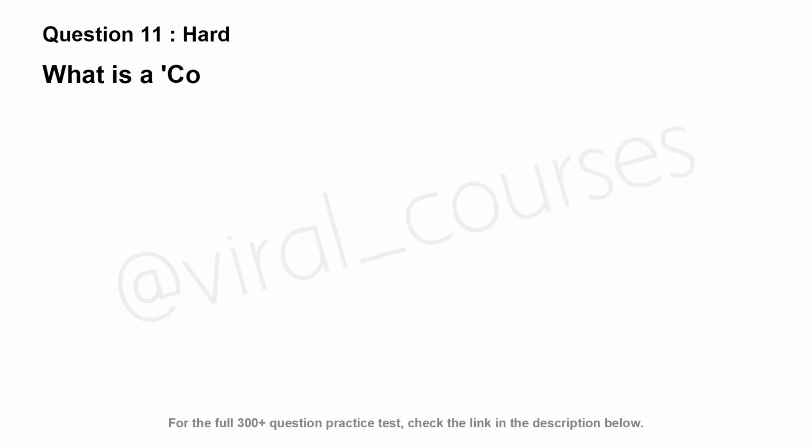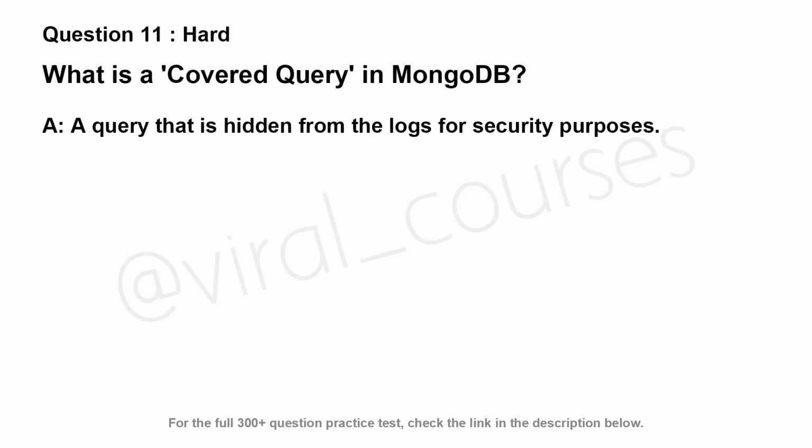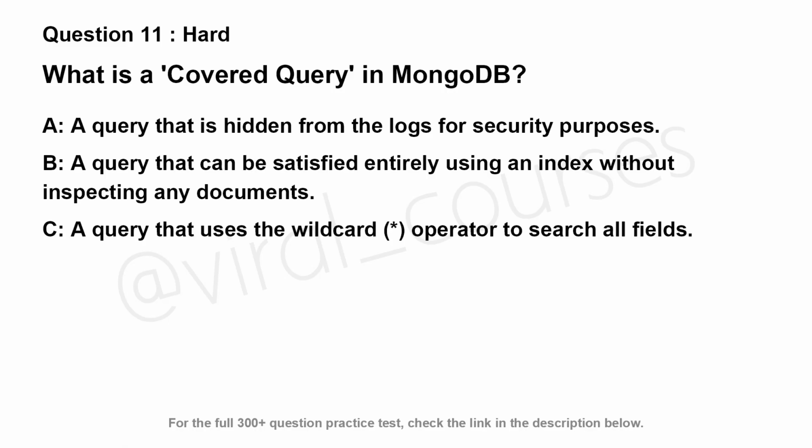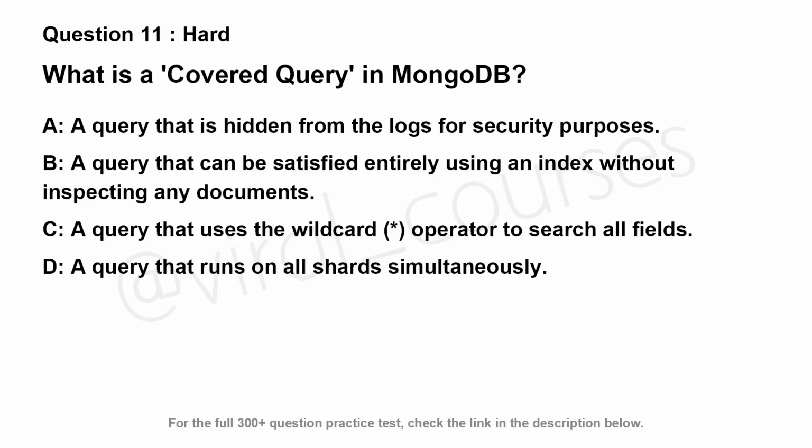What is a covered query in MongoDB? Option A. A query that is hidden from the logs for security purposes. Option B. A query that can be satisfied entirely using an index without inspecting any documents. Option C. A query that uses the wildcard asterisk operator to search all fields. Option D. A query that runs on all shards simultaneously.